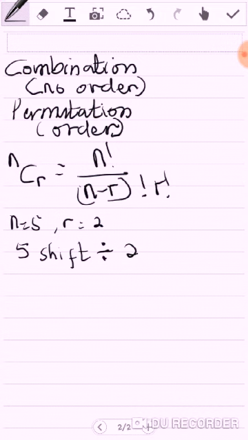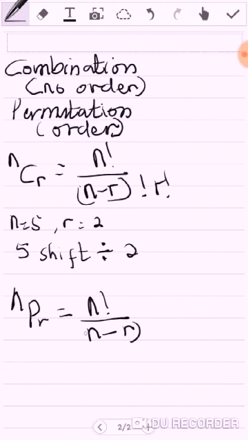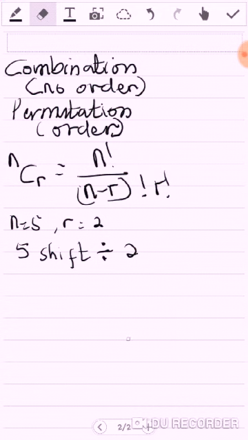Okay, let's go to permutation. Actually, permutation, we won't really be needing it, so there's no need for me to go over it. I just wanted you to see the difference between them. So now we know. Let's go to the main problem for today.